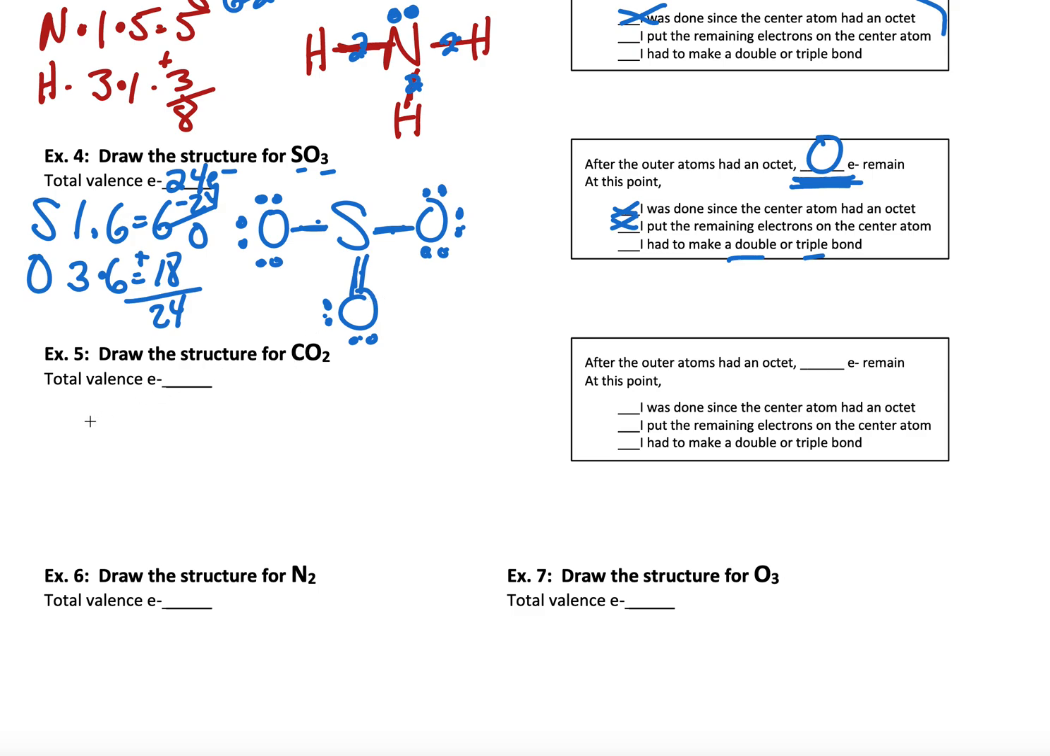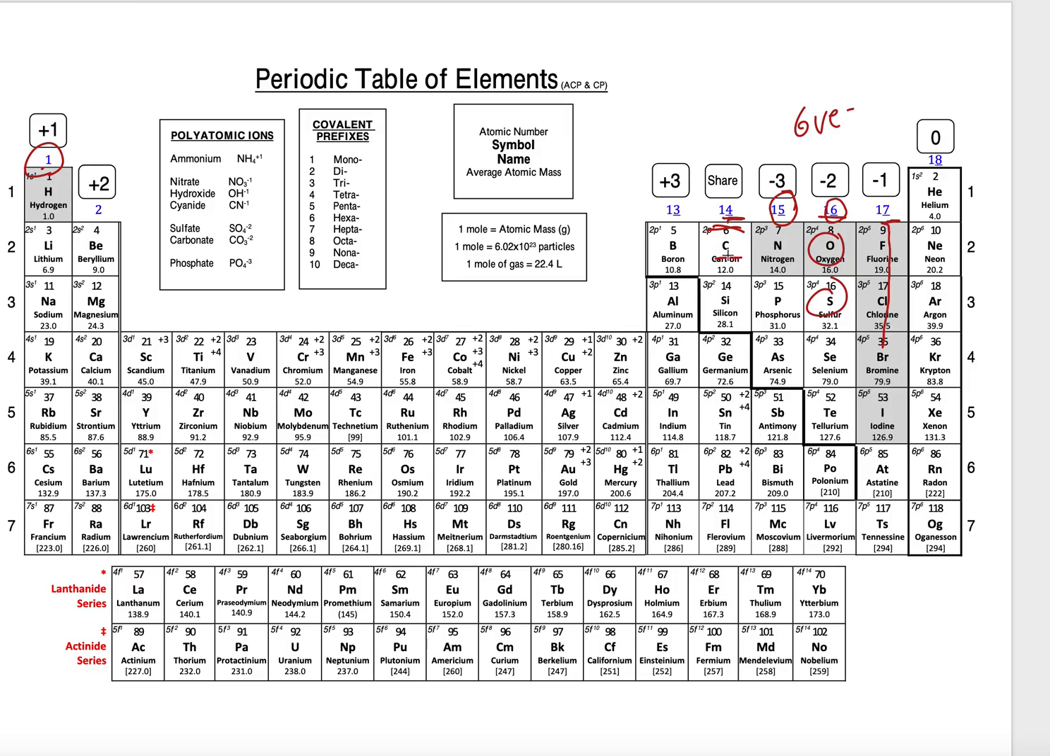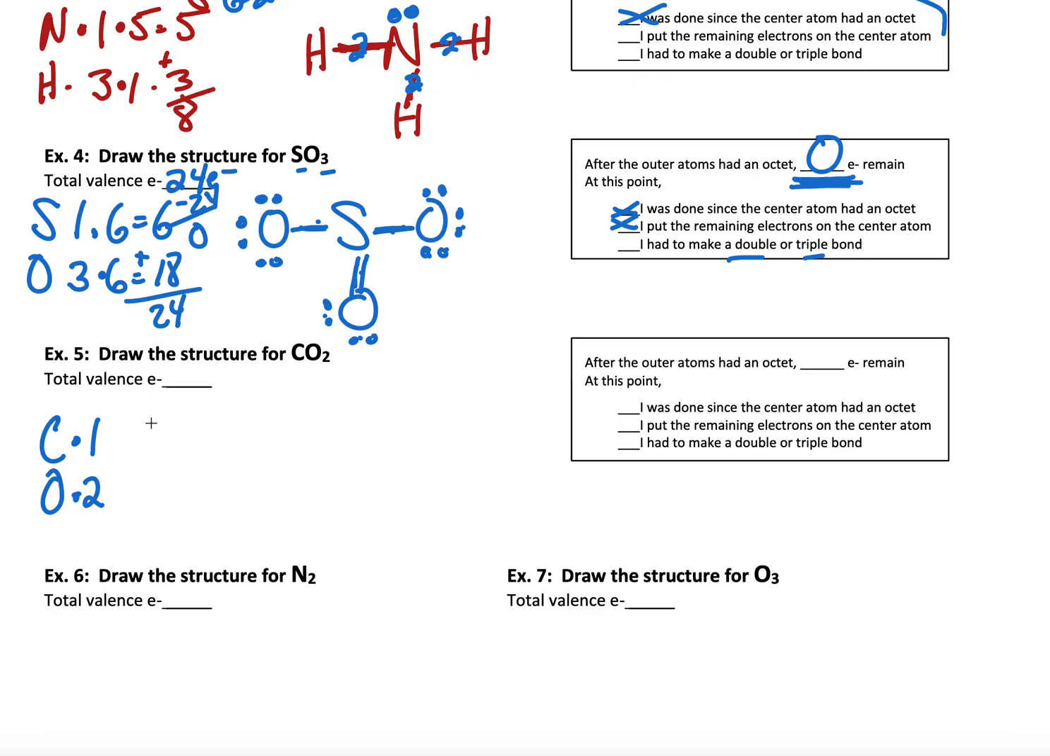Let's do another one here. We got carbon and oxygen. Carbon, there's only 1. Oxygen, there's 2. Carbon is in group 14. So there's 4 valence electrons. Oxygen has 6 valence electrons. 1 times 4, 4. 2 times 6, 12. 4 plus 12, 16. So we got 16 electrons. Your center atom is going to be carbon. Connect the outer guys with single bonds.